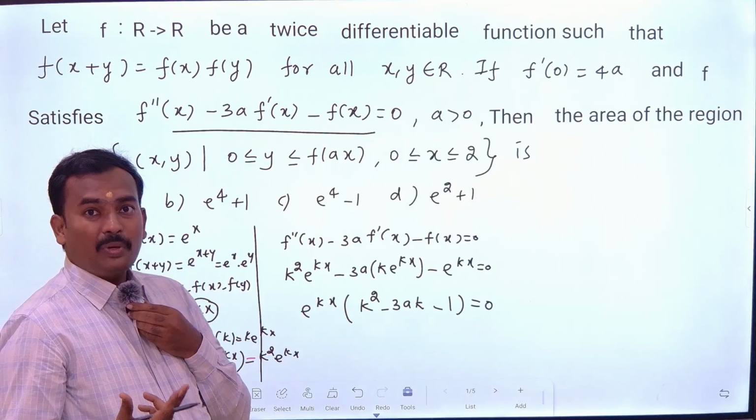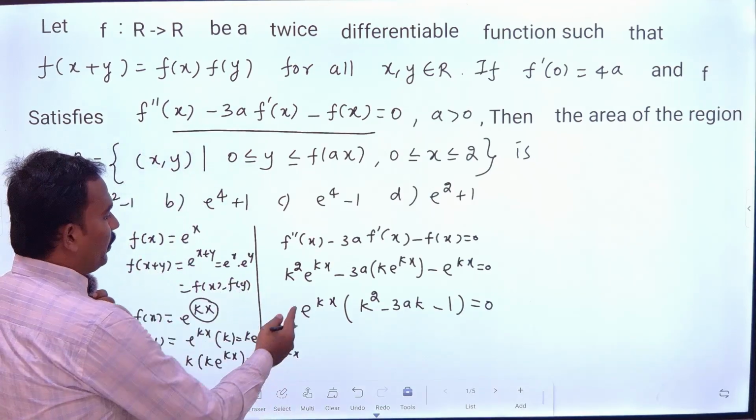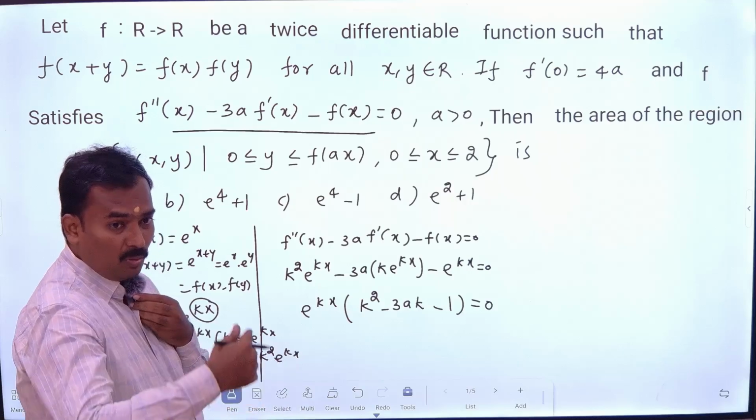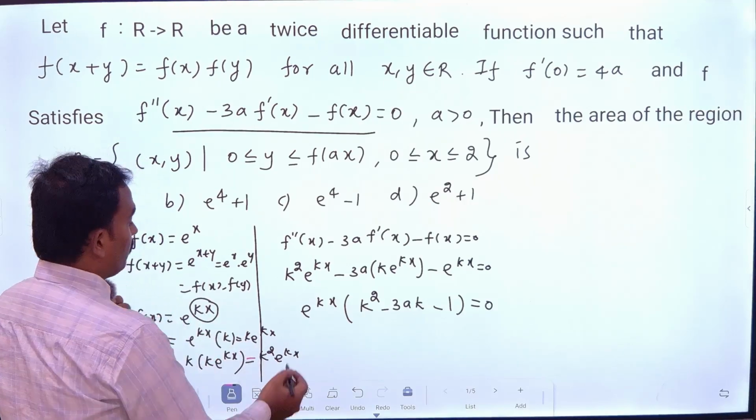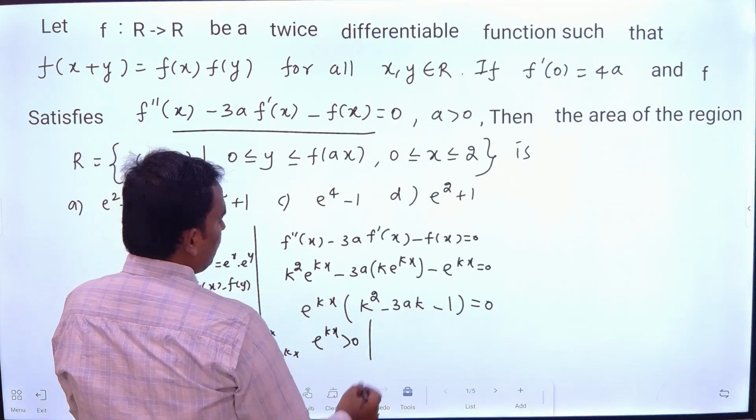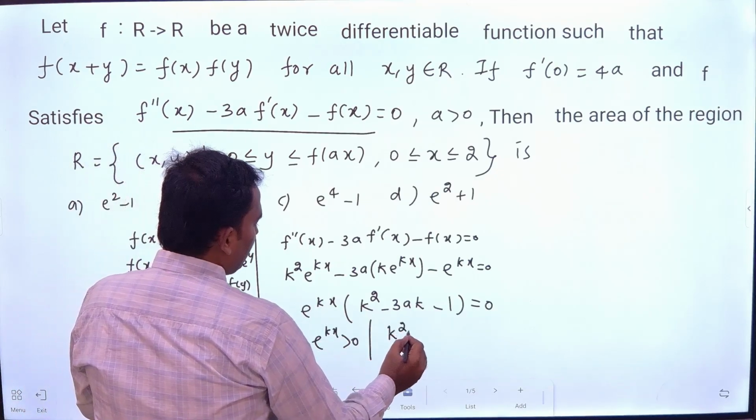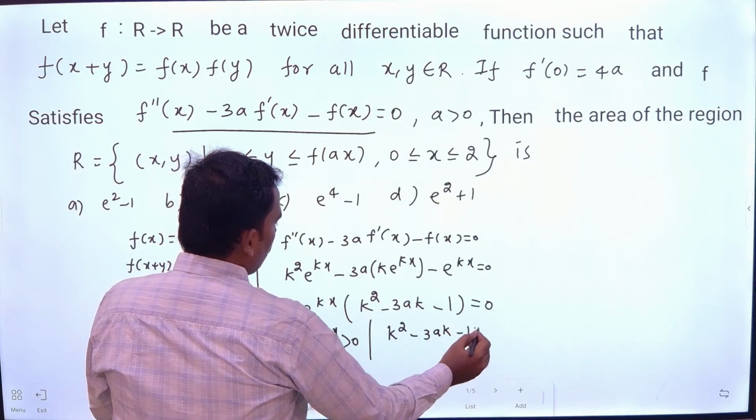The product of two expressions is 0 means either one of them would be 0. So e power kx cannot be 0. E power kx is always strictly greater than 0 for all x belonging to the real numbers. Therefore, the only possibility is k square minus 3a times k minus 1 equal to 0.